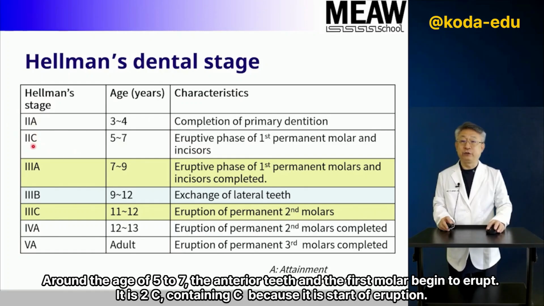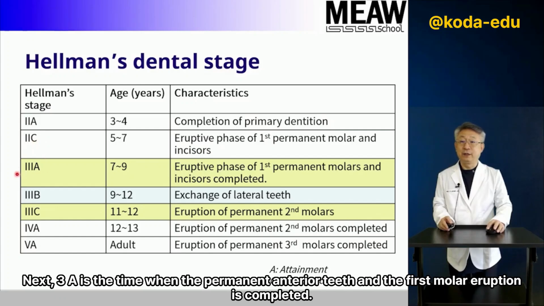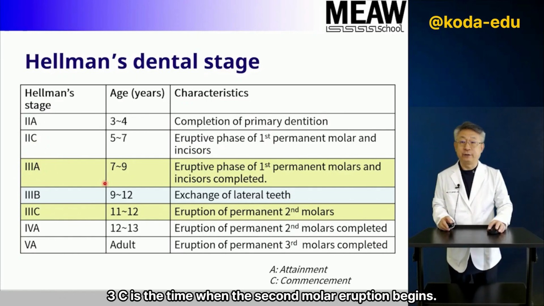Around the age of 5 to 7, the anterior teeth and the first molar begin to erupt. It is 2C, containing C, because it is the start of eruption. Next, 3A is the time when the permanent anterior teeth and the first molar eruption is completed. 3C is the time when the second molar eruption begins.